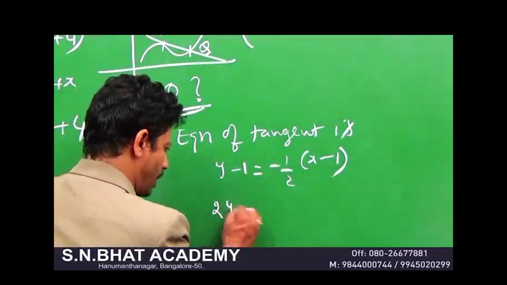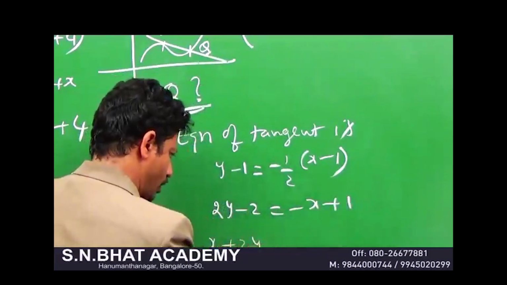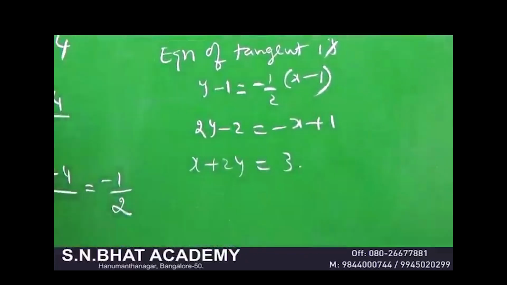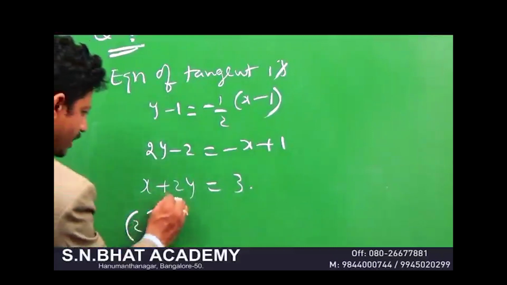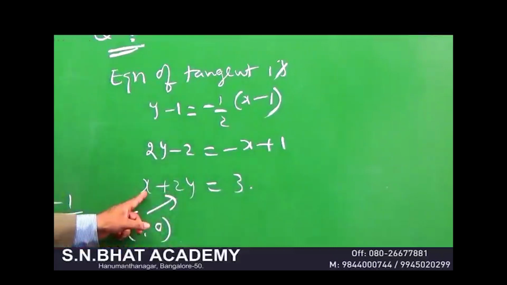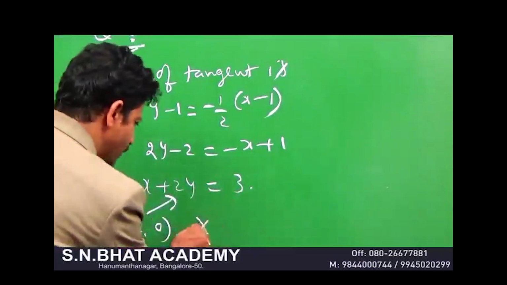Cross multiplying, we get 2y minus 2 is equal to minus x plus 1, or we get x plus 2y is equal to 3. Now the first option is 2, 0. Now substitute 2, 0 in the equation of the tangent. If you substitute 2 and 0, you get 2 plus 0 equal to 3, which is false. Therefore this is not the answer.